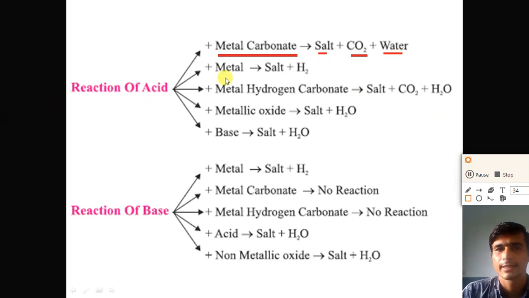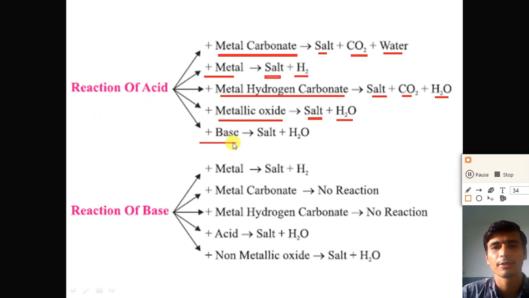Similarly, acid reacts with the metal, producing a salt and the hydrogen gas. The acid reacts with the metal hydrogen carbonate, producing salt, carbon dioxide and the water. Acid reacts with the metallic oxide, producing a salt and the water. And acid reacts with the base, which is called the neutralization reaction, producing a salt and the water. So these all are the chemical properties of the acid.